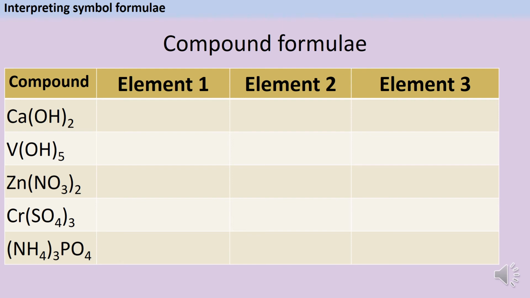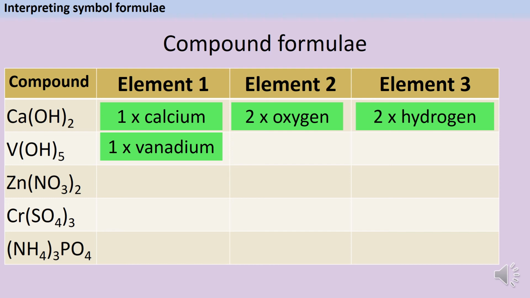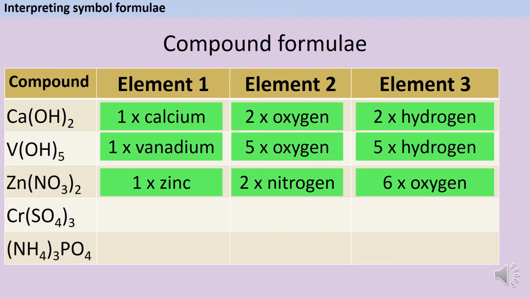In calcium hydroxide, there's 1 calcium, because there's no number next to the calcium, and then 2 oxygen and 2 hydrogen, because they're both inside the bracket, so the number 2 applies to both of them. In vanadium hydroxide, there's 1 vanadium, because again, there isn't a number next to vanadium, and then 5 oxygen and 5 hydrogen. In zinc nitrate, there's 1 zinc, 2 nitrogen, and 6 oxygen, because remember that whole NO3 bracket is happening twice.